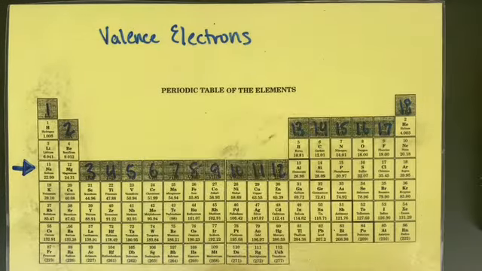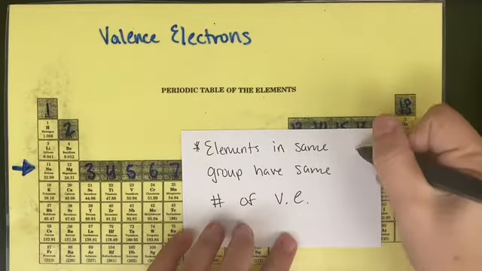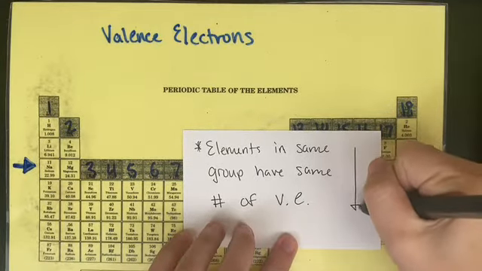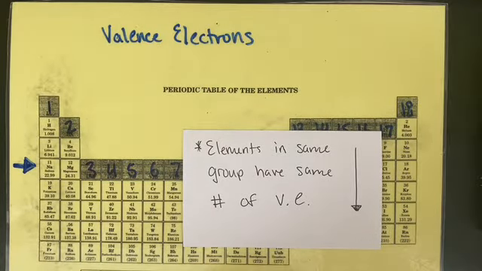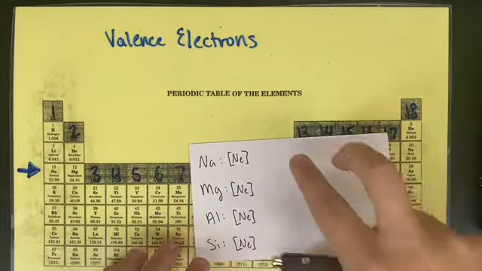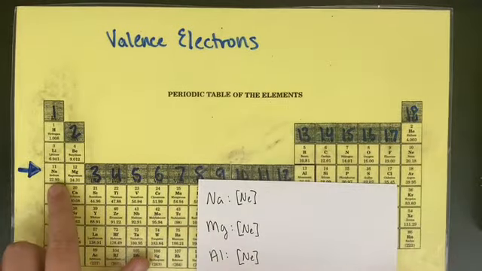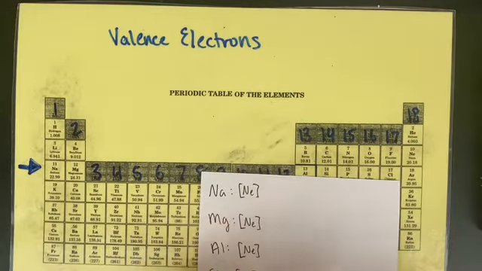The first thing we should know is that elements in the same group have the same number of valence electrons. So that means elements that are in the same column of the periodic table all have the same amount of valence electrons. Let's see if there's another pattern we can pick up on. Let's look at only elements in the third row of the periodic table. So let's look at sodium, magnesium, aluminum, and silicon.